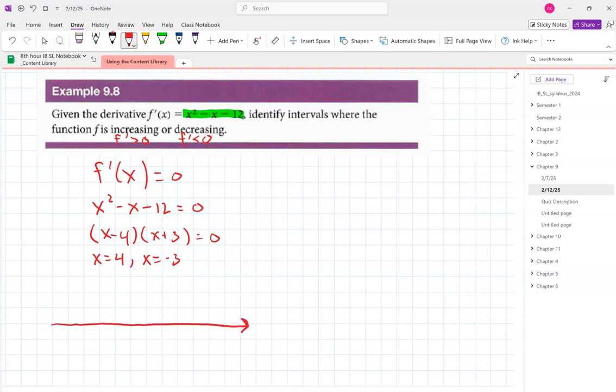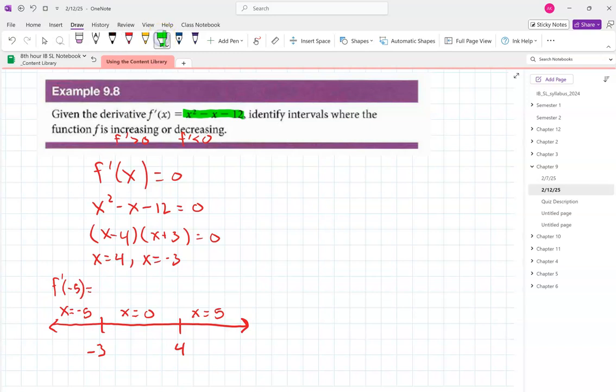Okay, so what I'm going to do now is make a sign diagram. So here's my number line. Those are the places where the derivative is equal to 0. I'm going to pick a test value from each of those intervals separated by the places where the derivative is equal to 0, and then plug that into the derivative and see whether it is positive or negative.